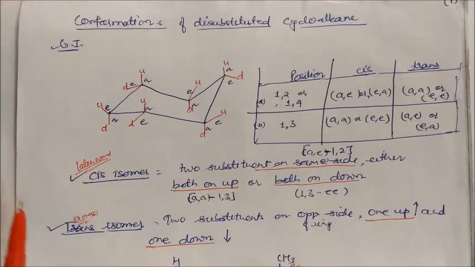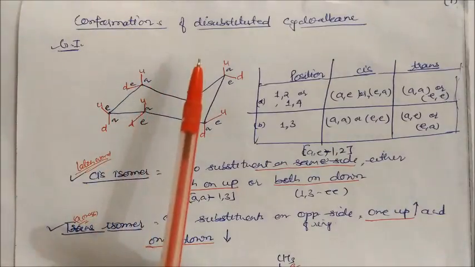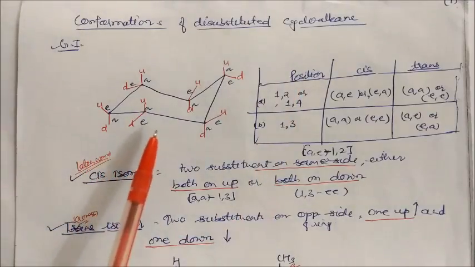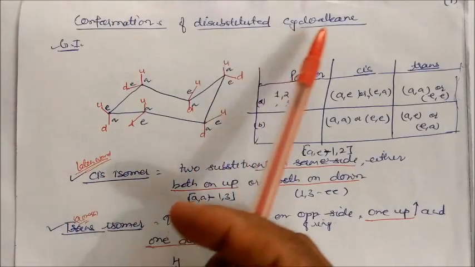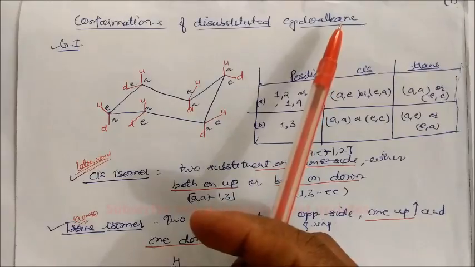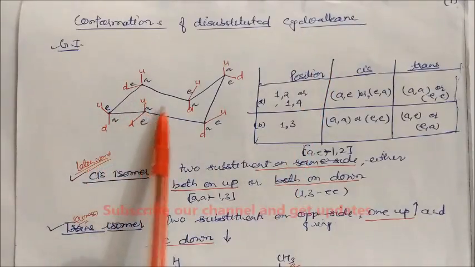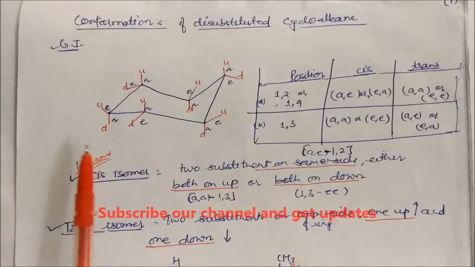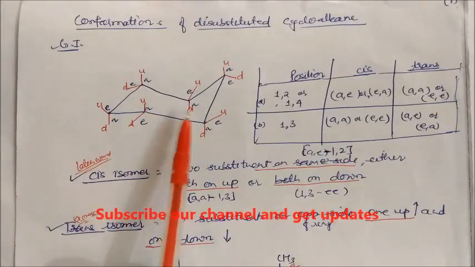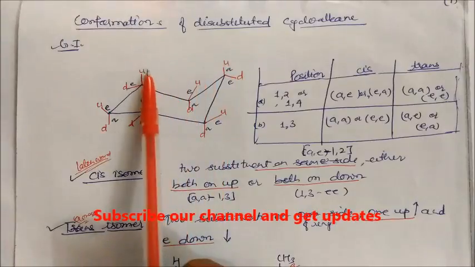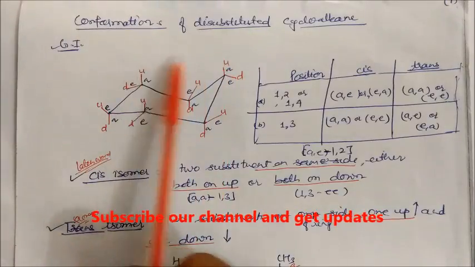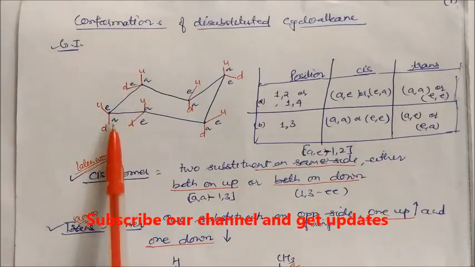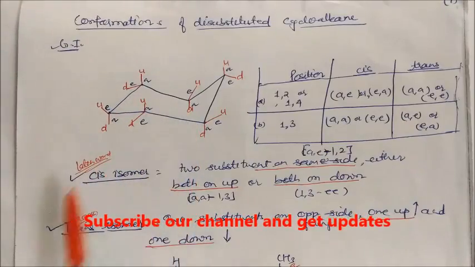Hello friends, today we will learn the conformations of the disubstituted cycloalkane. Before going to this, first let us see the chair form of the cyclohexane that we have seen in previous lectures also. In this you can see there are three hydrogens in up position, and 1, 2, 3 are in down positions.